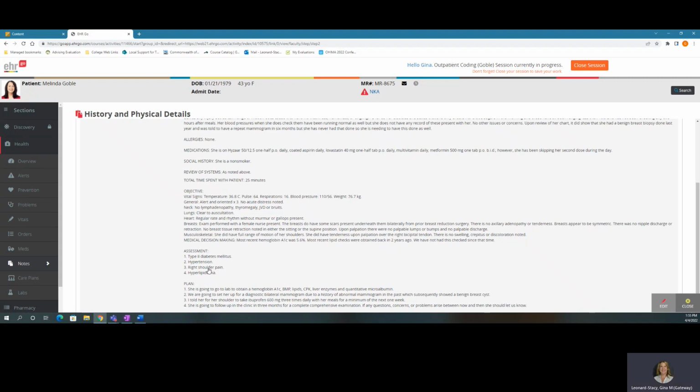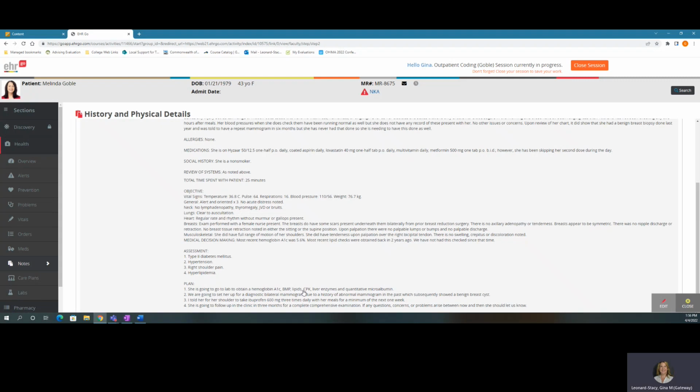I also coded E78.5 for the hyperlipidemia. That's down here too. The provider mentioned that she'd had a lipid check 2 years ago, but hadn't checked since. And then down here, the provider is sending her for her hemoglobin A1C and some blood work, including lipids.